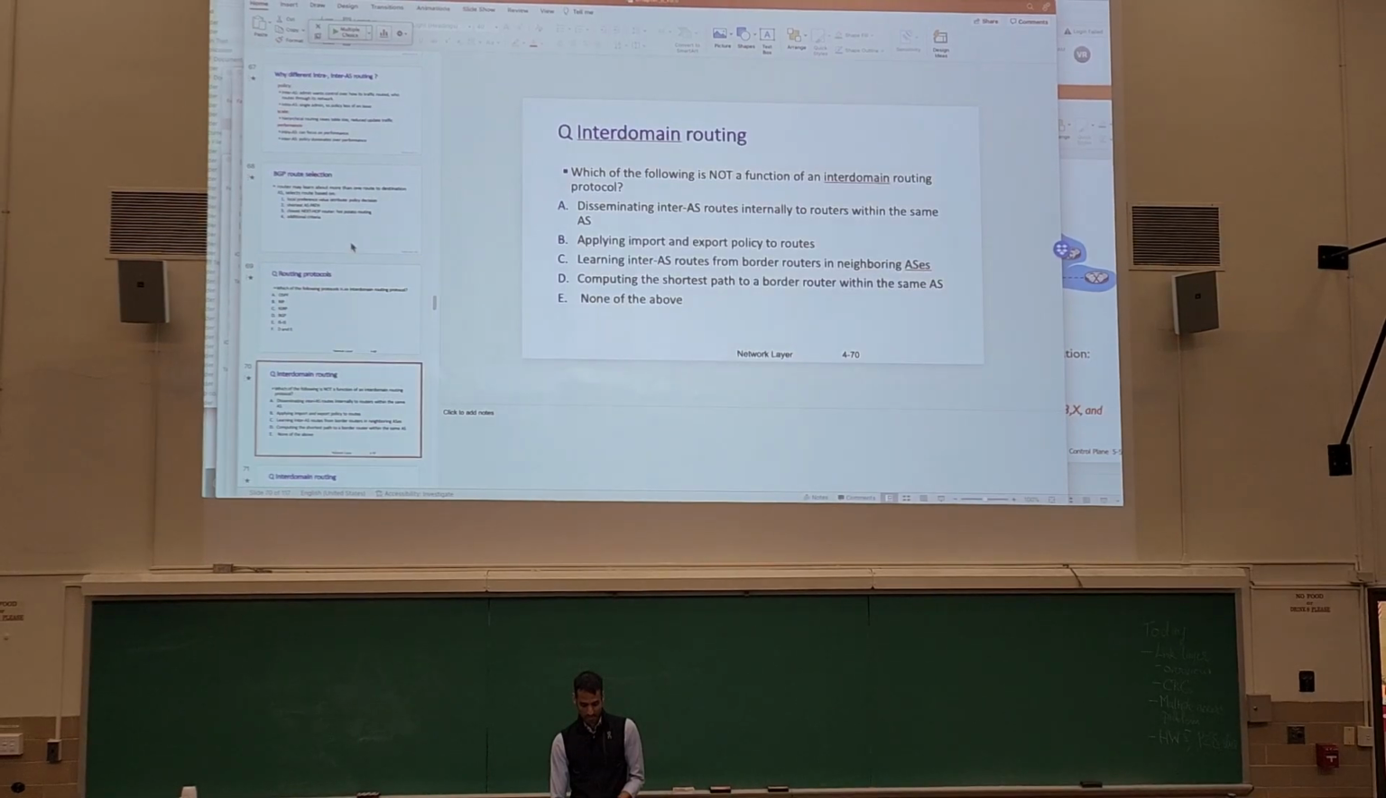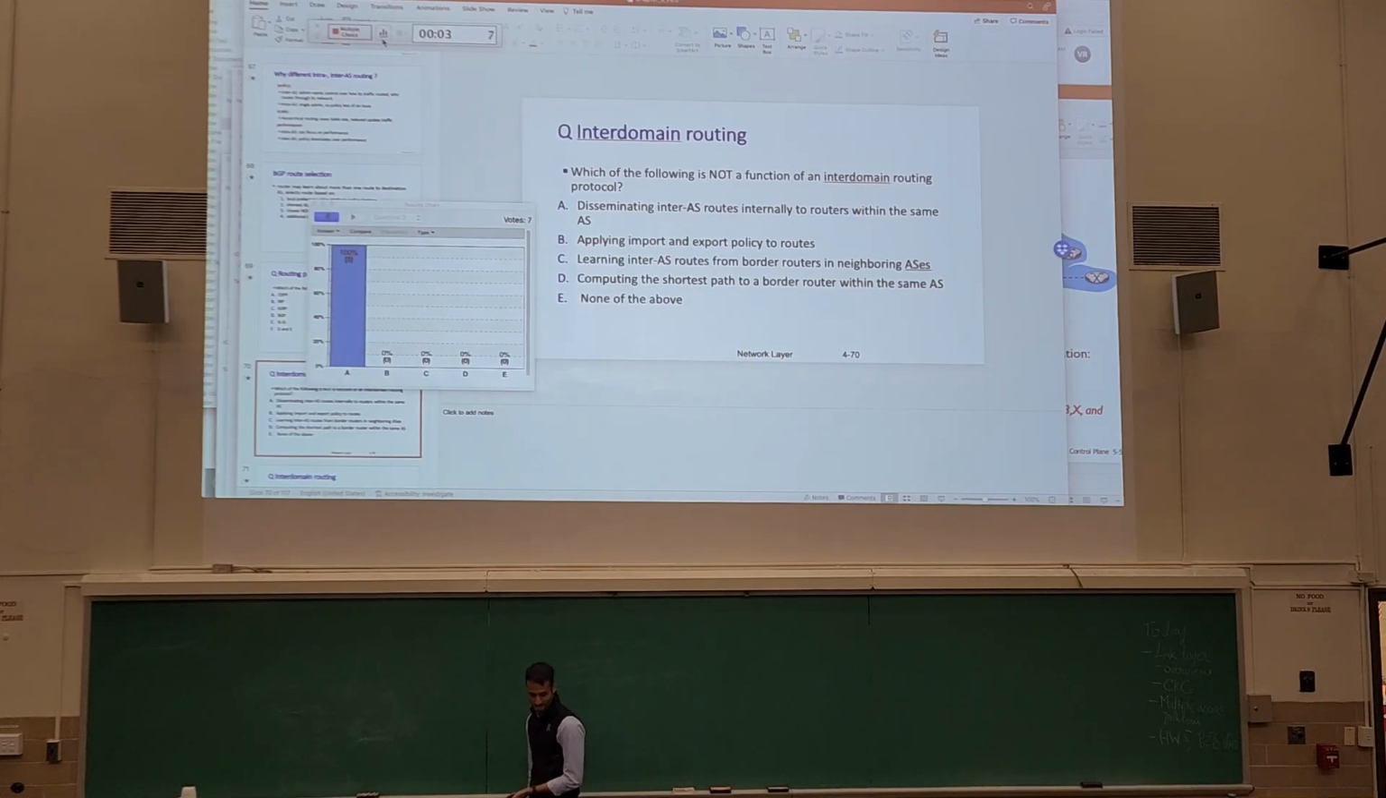Which of the following is not a function of an inter-domain routing protocol? I didn't give you a time, so we'll wait till 75 is over. 5, 4, 3, 2, 1. Popular choice is choice D, and popular choices are good in this class.